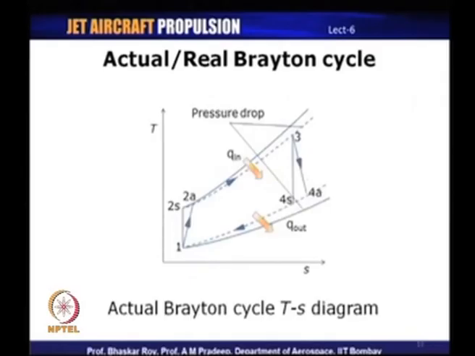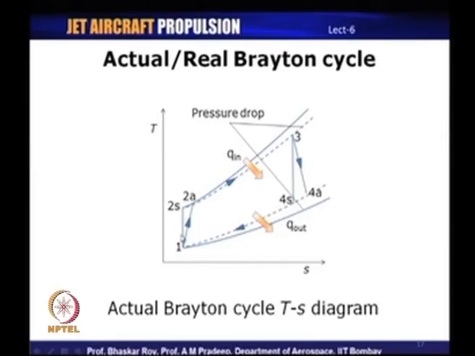So, this is how an actual Brayton cycle would look on a TS diagram. What is shown between states 1 to 2s is that 2s represents an isentropic state. So, 1 to 2s is the isentropic process, which is how it would have been if the process was ideal, but an actual process is non-isentropic. There will be an increase in entropy during the compression process. So, 2a is the actual state.